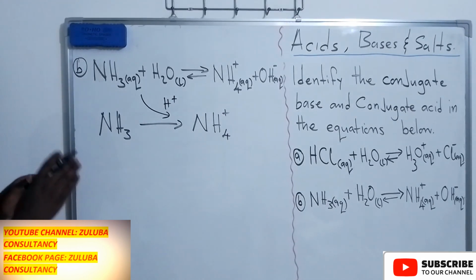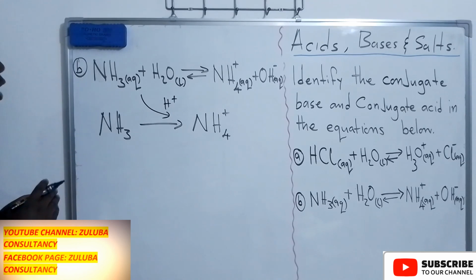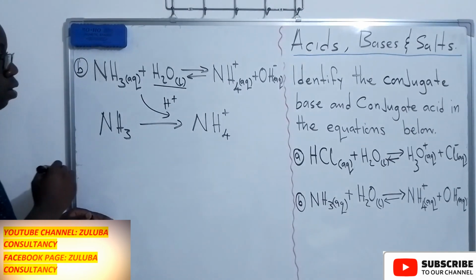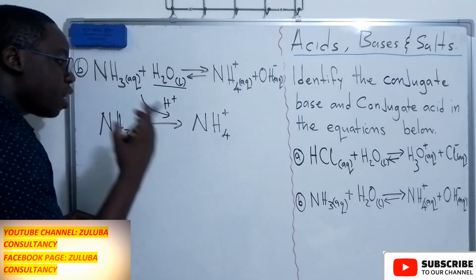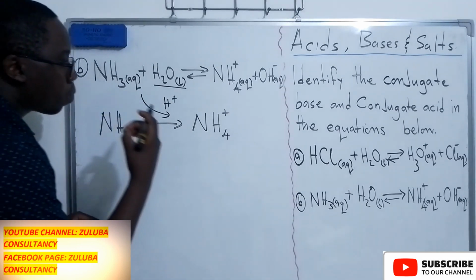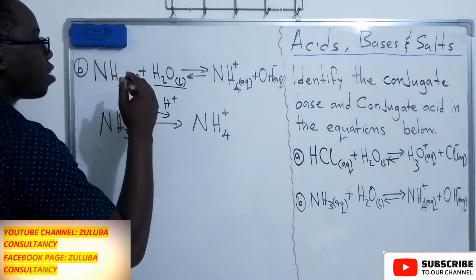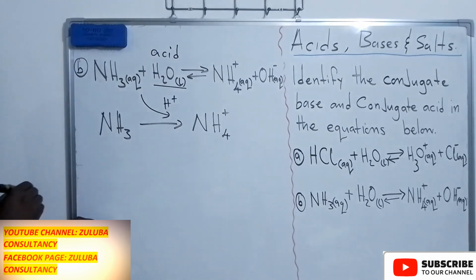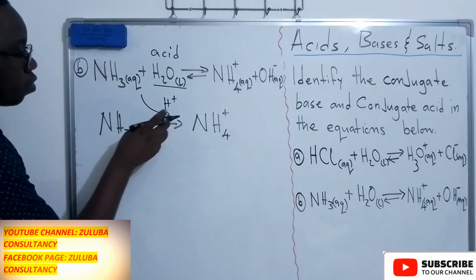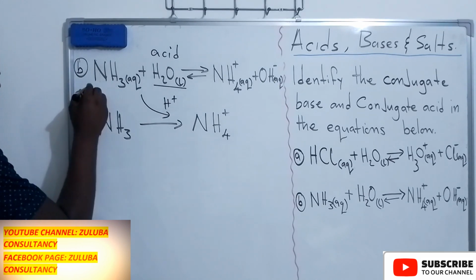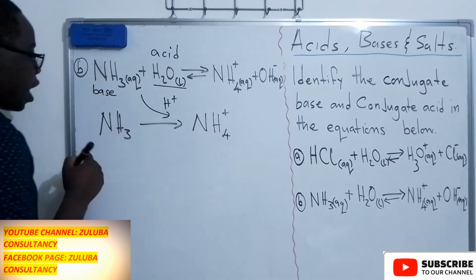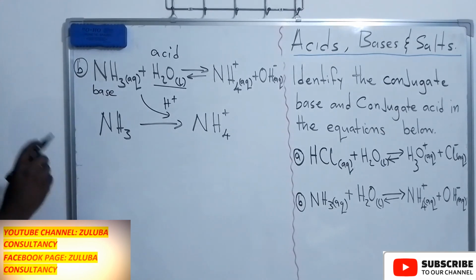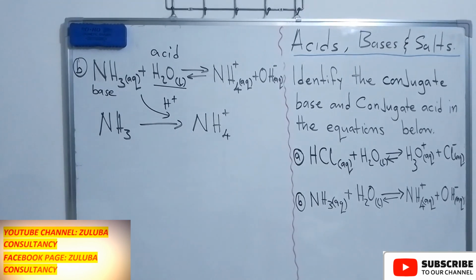Now, where is this proton coming from? It suggests that this proton came from water. So the reactant that donates a proton acts as an acid. So in this equation, water was an acid. Then what receives the proton is a base. So NH3 is a base. Now, which one is the conjugate acid and a conjugate base?